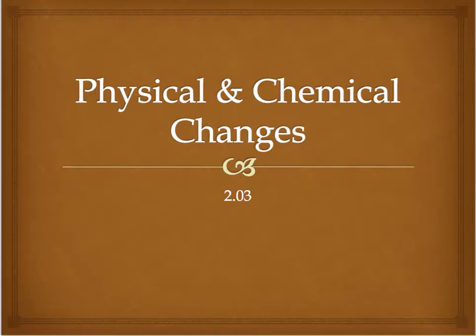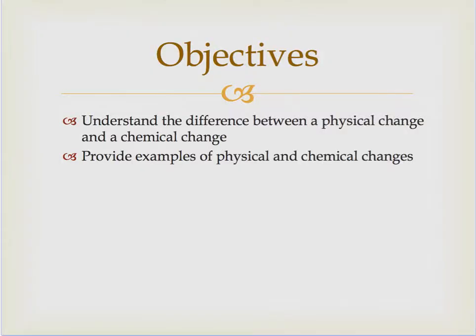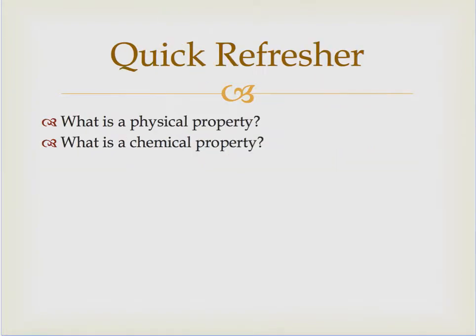Last time we talked about chemical and physical properties. Now we're going to talk about the changes that happen accordingly. So at the end of this lesson, you should be able to understand the difference between a physical change and a chemical change, and then provide examples of both of those on your own.